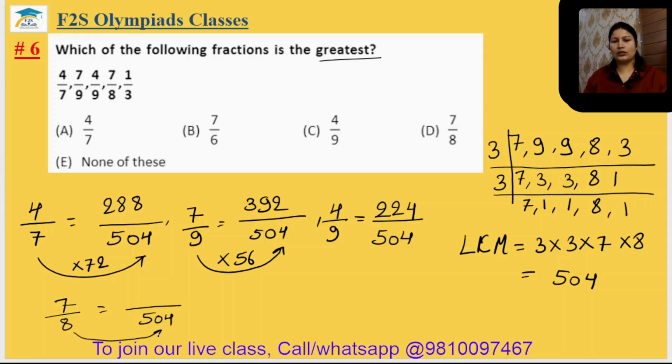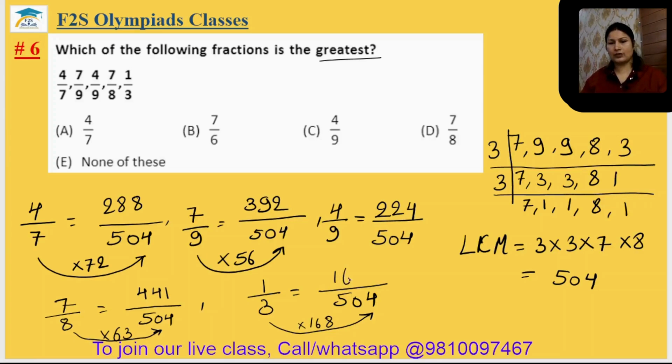I am making all the fractions as the like fraction having denominator 504. So 8 will be multiplied with 63. Okay? So 8 will be multiplied with 63. It means 63 will be multiplied with 7. It is your 441. Okay, now left 1 by 3. 1 by 3, 504. So it is multiplied with 56 multiplied by 3. So multiply by 168. 168, that is 168 here.